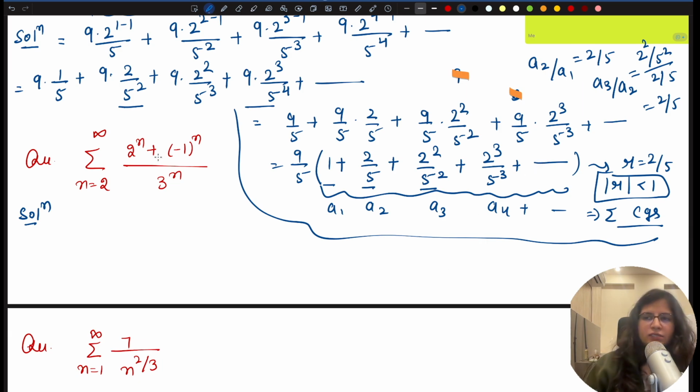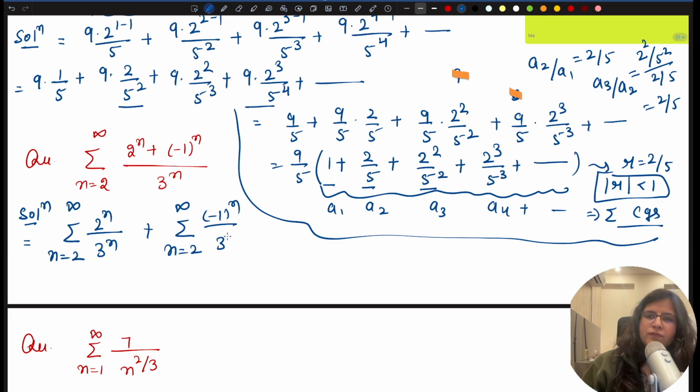Now look at the second question. The second question is also the same. Here also there is a series given to us which forms a geometric progression. Here we can expand it and write it as summation n going from 2 to infinite 2 to the power n by 3 to the power n, plus summation n going from 2 to infinite minus 1 to the power n by 3 to the power n.